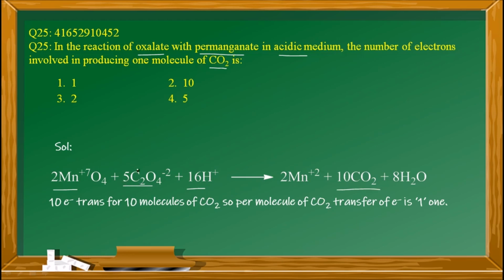So how many carbons are there in this reaction? In the starting material there are 2 into 5, 10. So how many carbons are coming out here? Yes, 10. Means if 10 electrons are transferred to 10 carbon dioxides, then what about one molecule of carbon dioxide? How many electrons are going to be involved? Only one, friends. One electron is involved per molecule of carbon dioxide; transfer of electron is 1. So option number 1 is correct, friends.